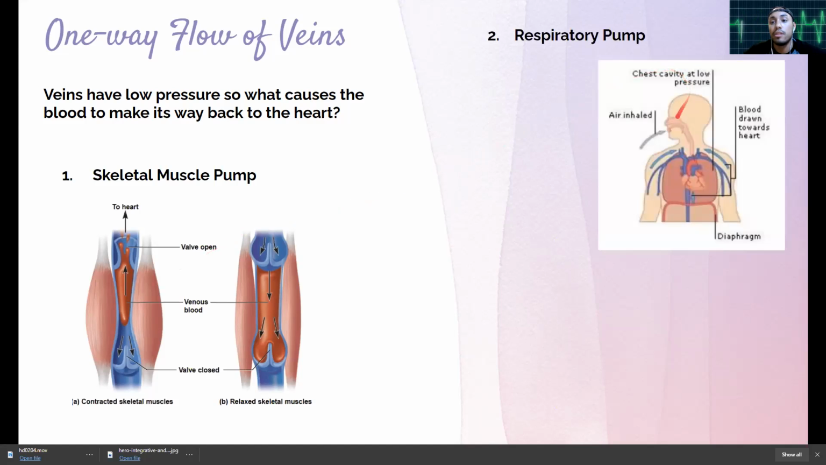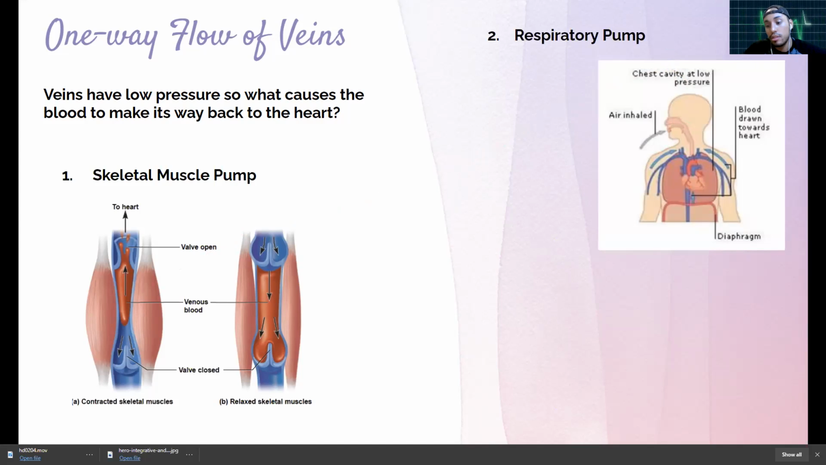Okay, the other one is the respiratory. When you breathe, you're creating low pressure in your thorax region, where your lungs and your heart are. That low pressure brings that blood towards the heart. Anytime you have a low pressure and high pressure gradient anywhere in your body, you have a concentration gradient or pressure gradient, and those are going to determine the flow of things.